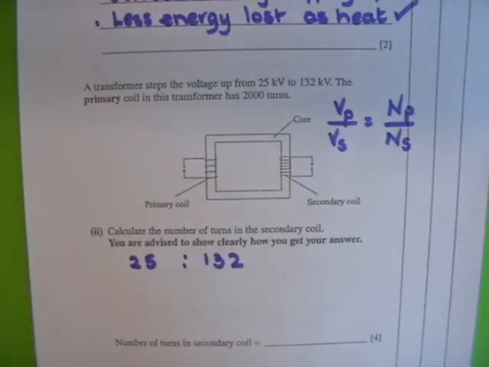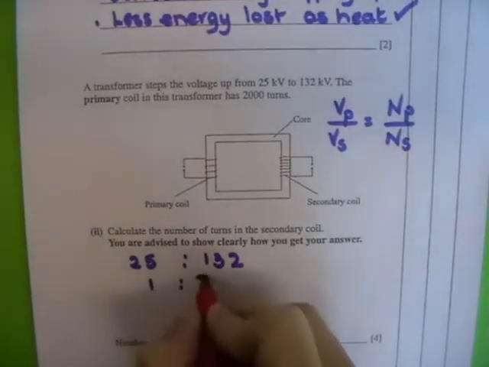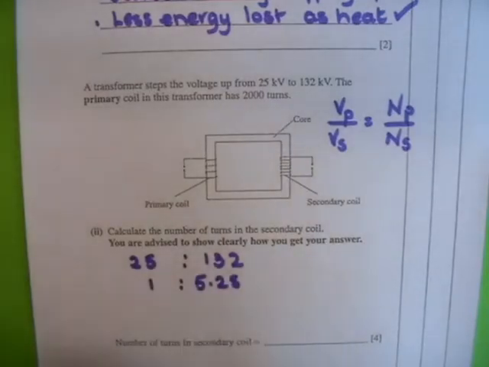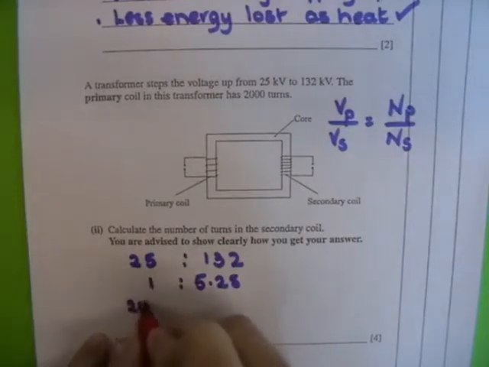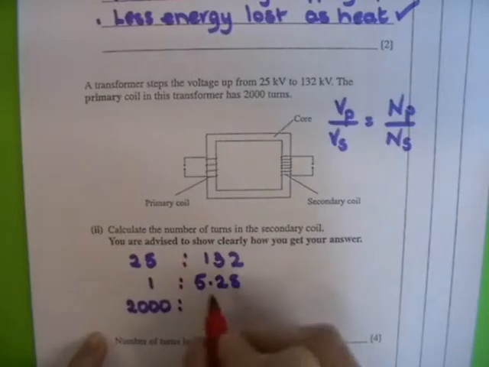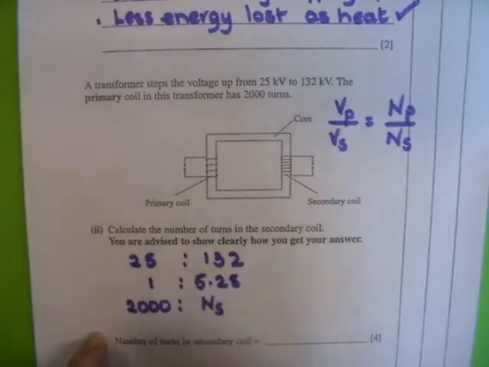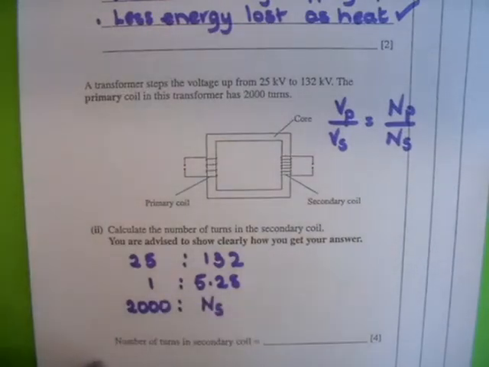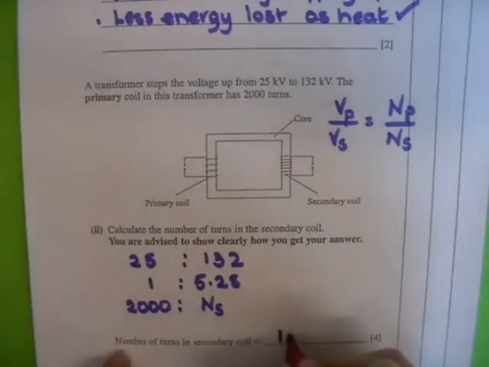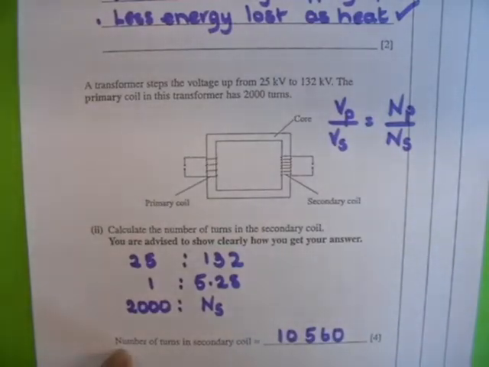And if I just work out that ratio a minute here, I should have done this previously, but I haven't got it done. Divide by 25. And the ratio is 1 to 5.28. Now that means you should have the same ratio of the number of turns. So you have 2,000 turns to what we don't know, the number of turns in the secondary. And so you have to multiply your 2,000 by 5.28 to get this number. And the answer is 10,560. And that's 4 marks in total.